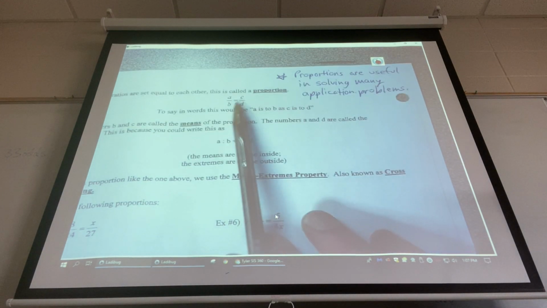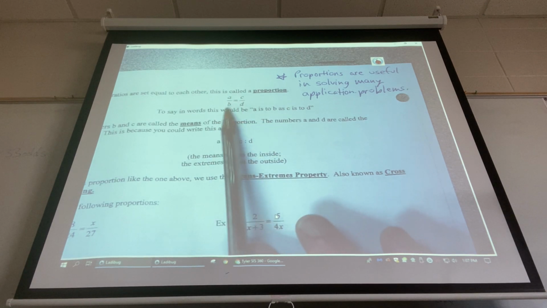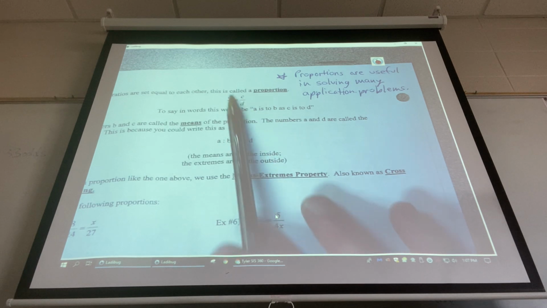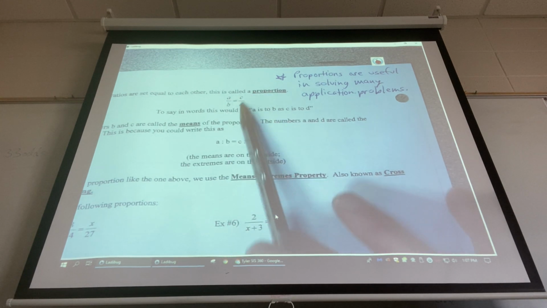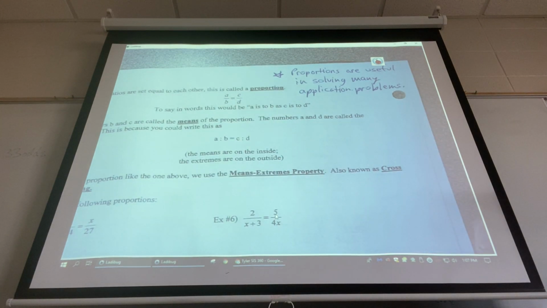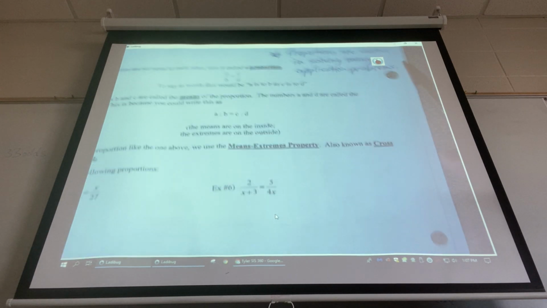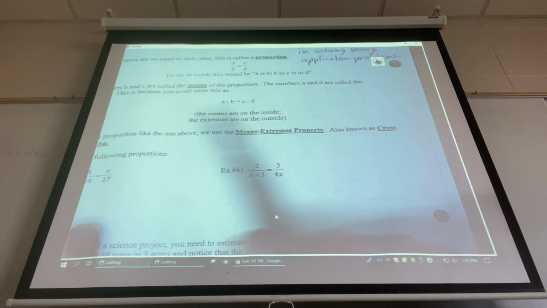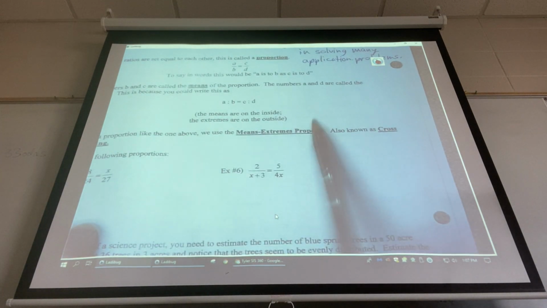To say a proportion, you say A is to B as C is to D. It's saying the relationship between A and B is the same as the relationship between C and D. Now this next part is all true, but you're not going to be tested over it.